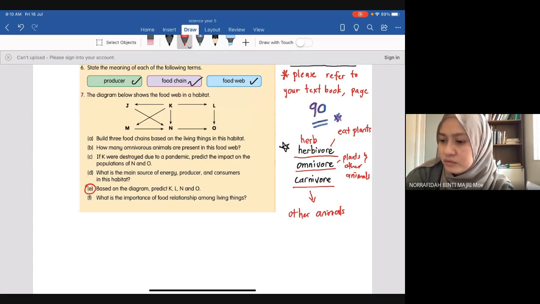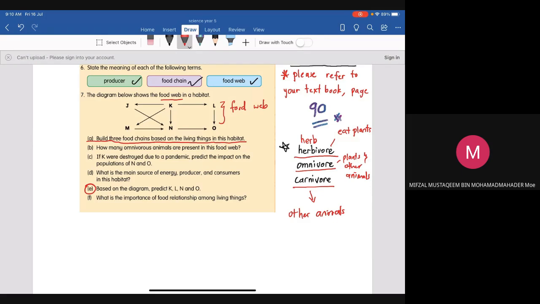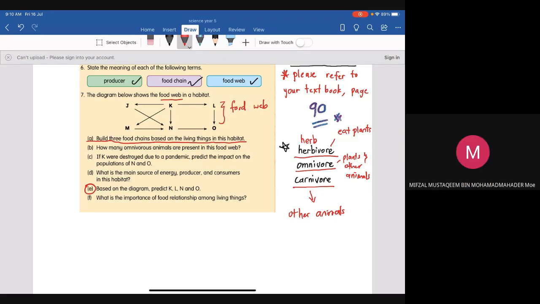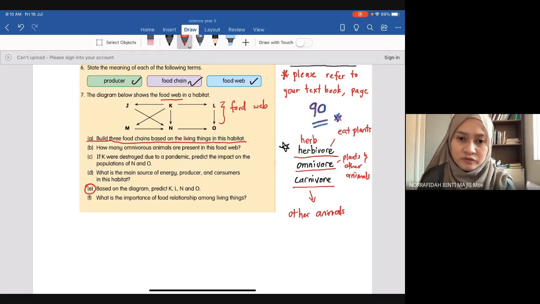Now look at question A. Build 3 food chains based on living things in this habitat. The diagram below shows the food web in a habitat. This is a food web. In the food web, there are several food chains. Remember, a food web means a combination of several food chains, more than one.